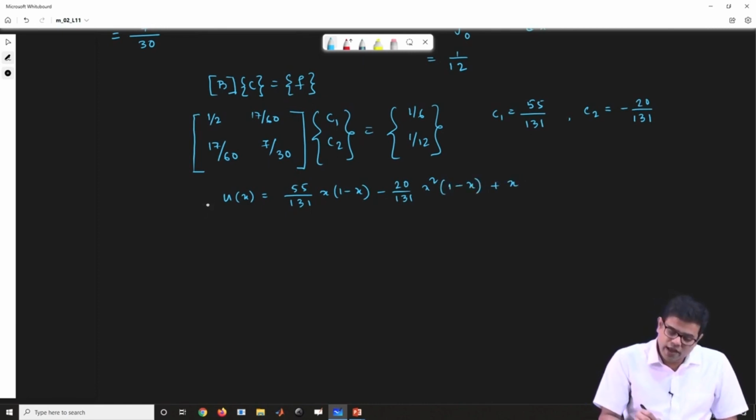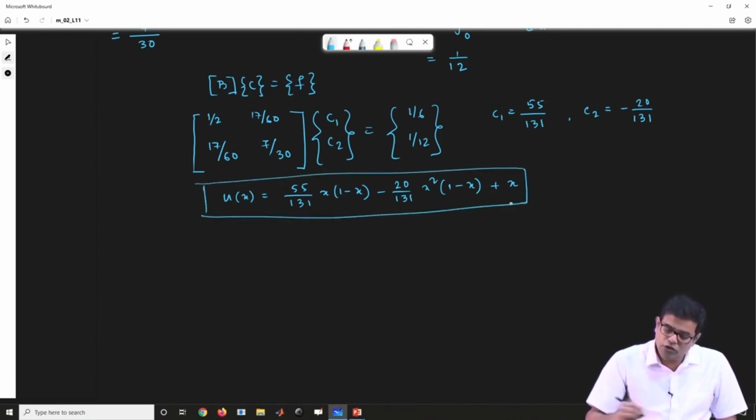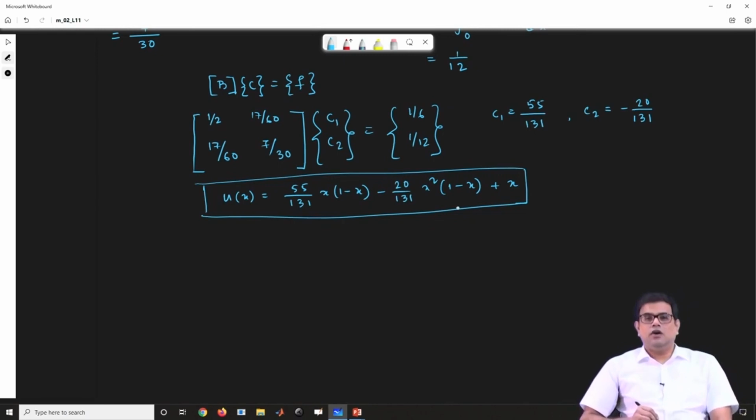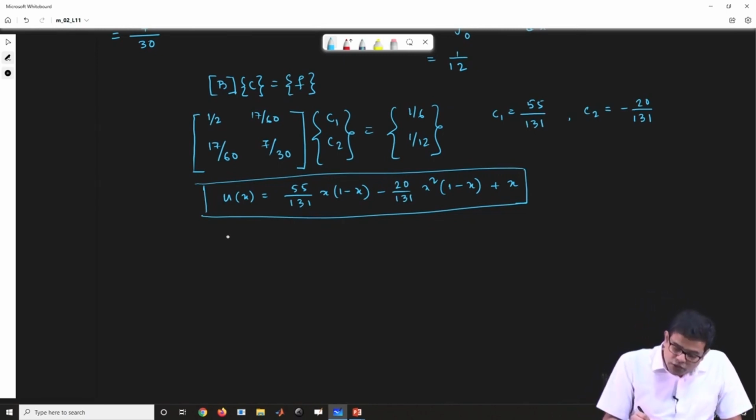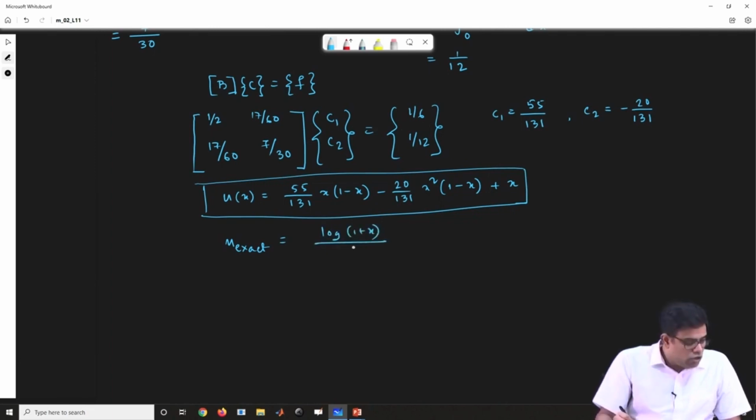So this is my approximate solution. Now we can also find out the exact solution of this problem. So u exact for this case is log of 1 plus x by log 2. So this is my exact solution.